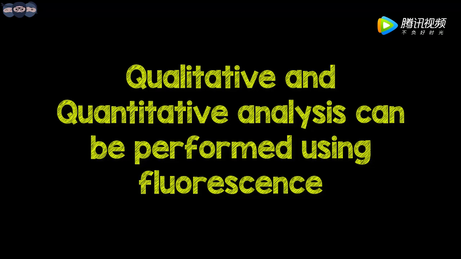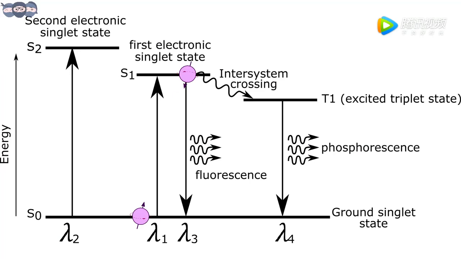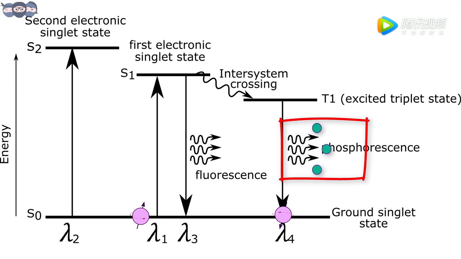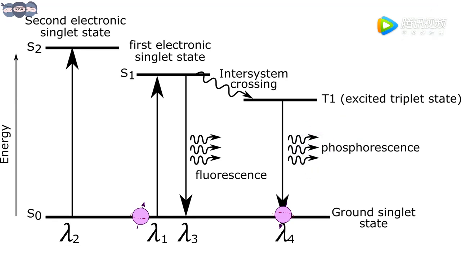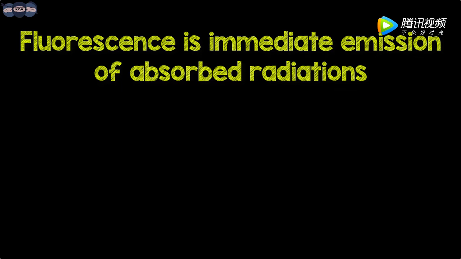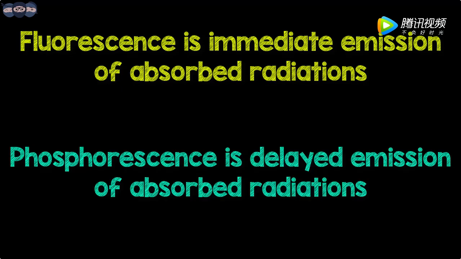One can perform both qualitative and quantitative analysis of a sample by studying and measuring its fluorescence. Sometimes, electrons, instead of transitioning from the first electronic singlet state to the ground state, go to the first excited triplet state. They stay there for some time before transitioning to the ground singlet state. This transition is accompanied by emissions being released. This phenomenon is called phosphorescence. Even phosphorescence helps one perform analysis of an analyte. Fluorescence is immediate emission of absorbed radiation, whereas phosphorescence is delayed release of absorbed EMR.